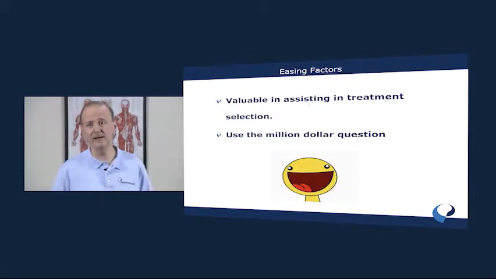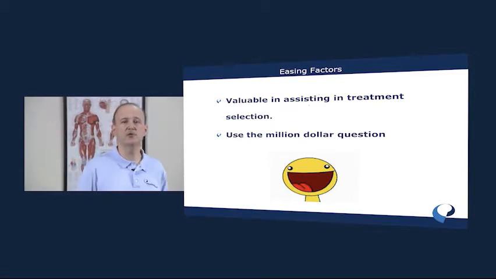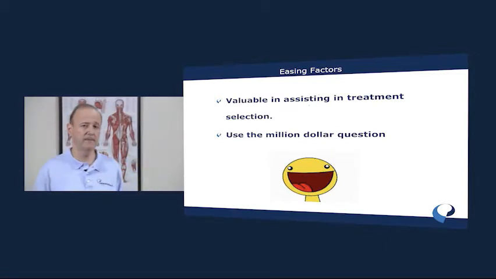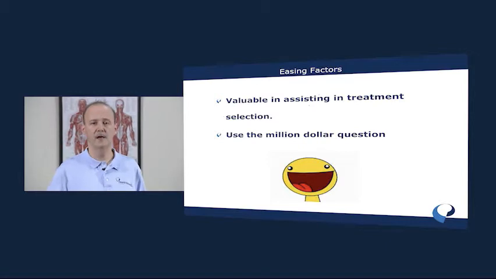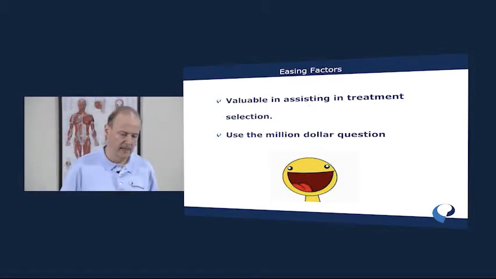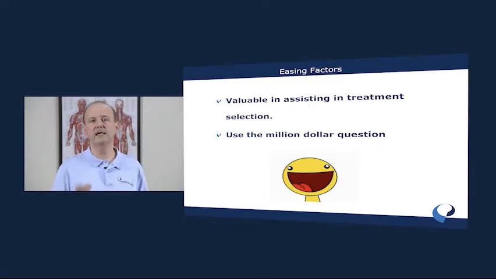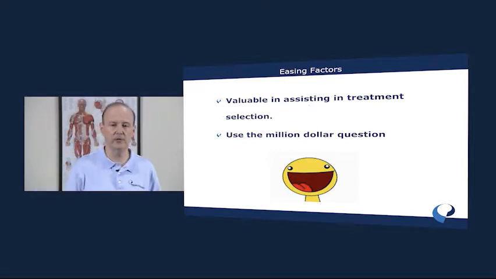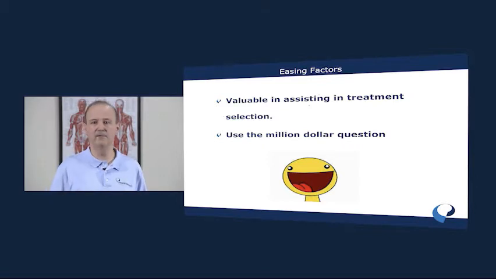Then we go into easing factors. It's valuable in assisting the treatment selection. That helps us. If you ask enough questions, the patients will give you the answer. And I like my $1 million question. It's usually the person next to me, but I say, if so-and-so is going to give you $1 million, what would you do to make your pain less? And then they kind of figure it out. They'll find something. If it is something we could treat, they'll find something that can make them feel better.